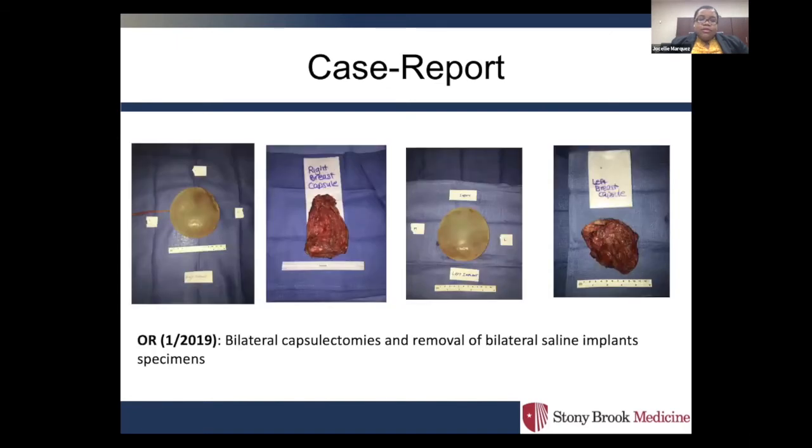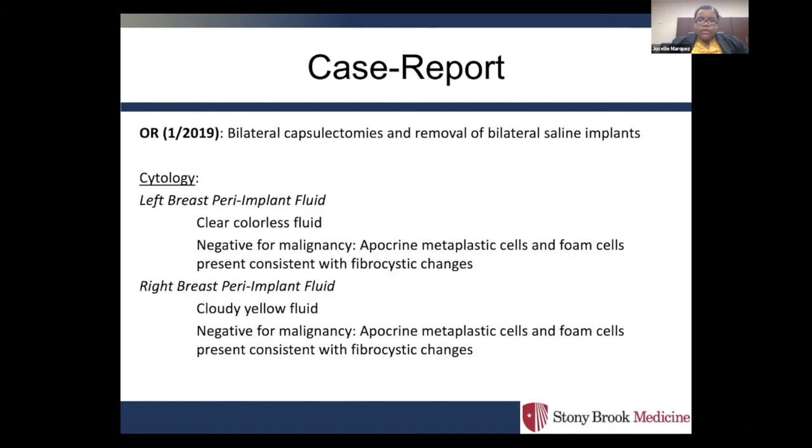Here is a picture of the gross specimens from the case. Pictured here is the right breast capsule of the affected side, and here is the left breast capsule with the corresponding implants. Cytology of the specimens demonstrated that the right breast peri-implant fluid was cloudy yellow. However, it was negative for malignancy. Apical metaplastic cells with foam cells were seen, which is consistent with fibrotic changes.